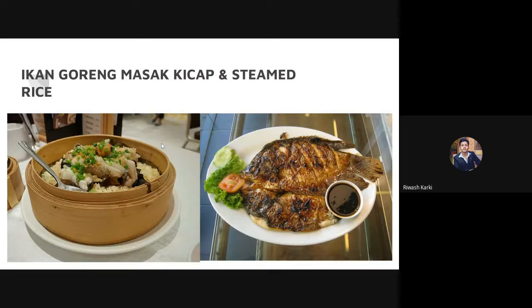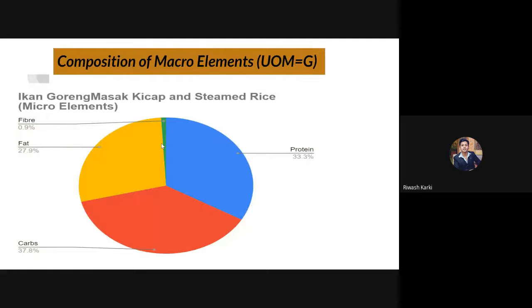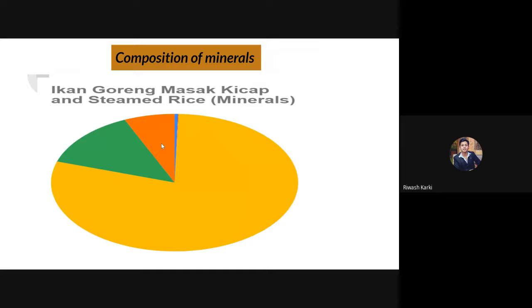Next slide. So let's talk about macro elements. The composition of carbs was 37.8% and fat was 27.9%, fiber was 0.9% and protein was 33.3%. So moving on, the composition of minerals: potassium was 79.5%, sodium was 13.4%, magnesium is 6.6%, and calcium is 0.4%.